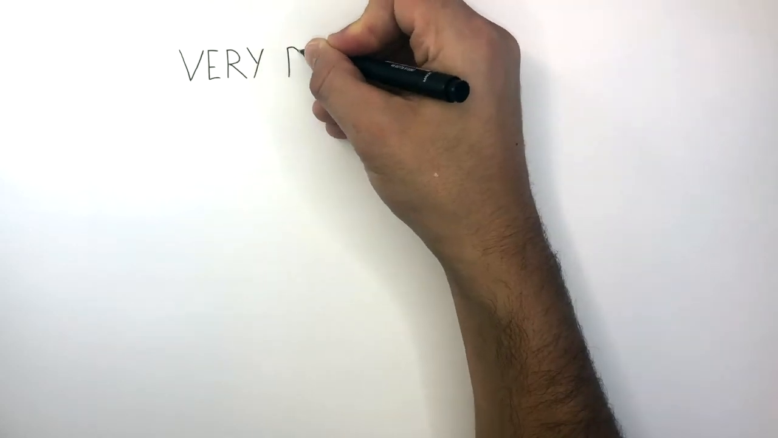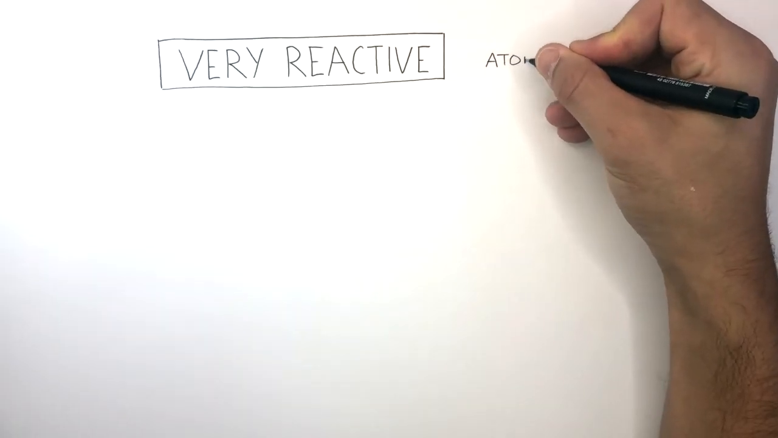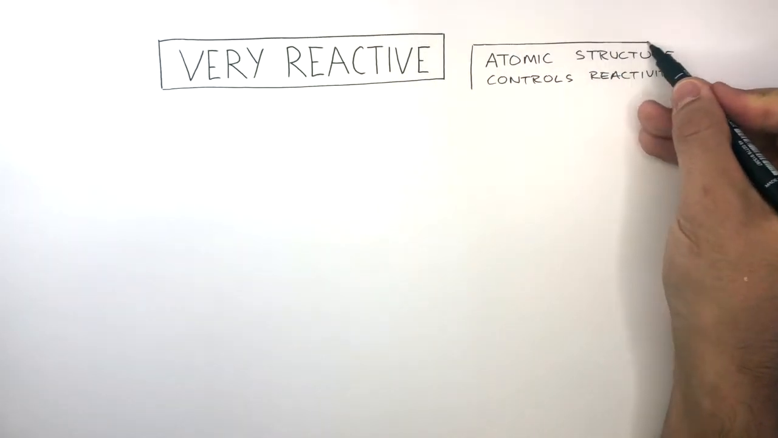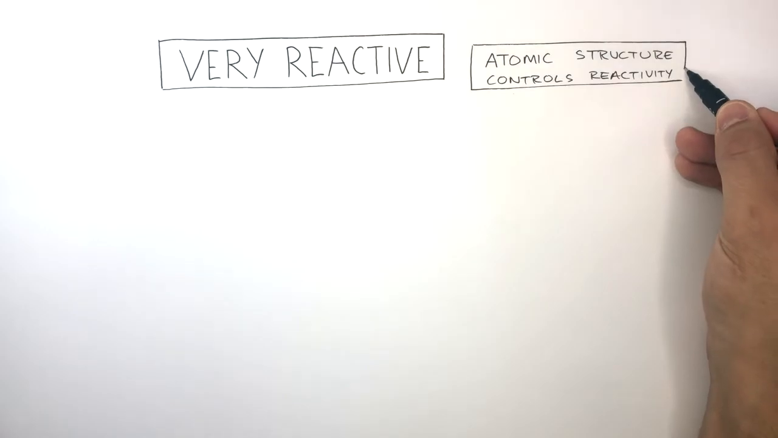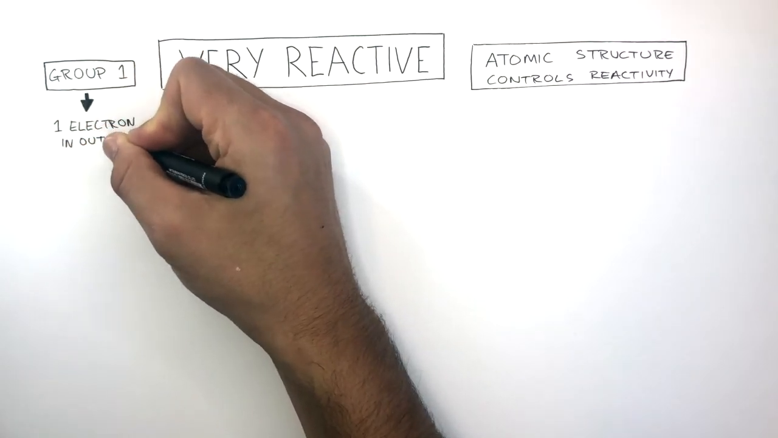Alkali metals are very reactive. Just like all elements, the atomic structure controls reactivity. And what do I mean by this? Well, alkali metals are in Group 1 of the periodic table. This is because alkali metals have one electron in their outer shell.